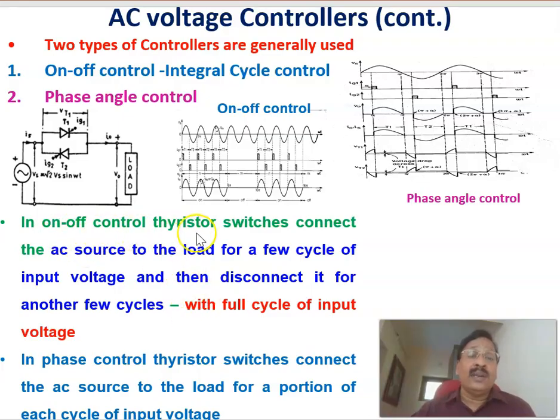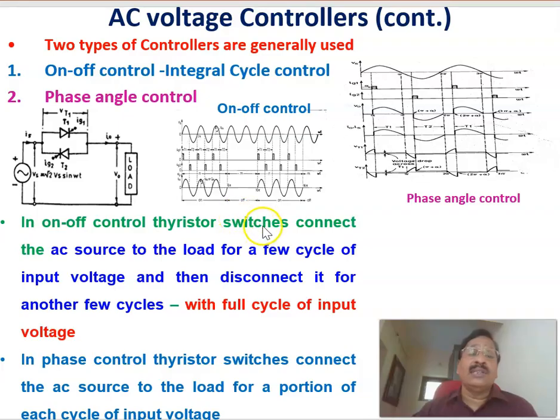In on-off control, thyristor switches connect the AC source to the load for a few cycles of input voltage, and then disconnect it for another few cycles. One thing to be noted: full cycles, not partial cycles, are taken. With full cycles of the input voltage it is connected, and the remaining full cycles it is disconnected. The number of cycles connected is taken as n, and the number of cycles disconnected is taken as m.